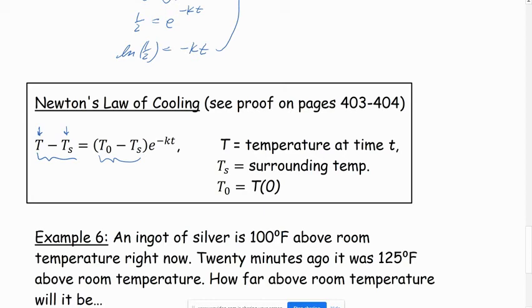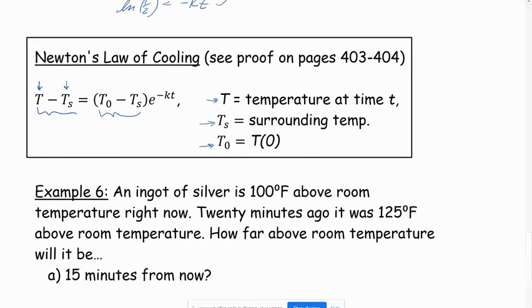Okay, so we have T is changing. That's the temperature of the object. T sub s is constant. That is our room temperature, and then T sub 0 is the starting temperature of the substance, so the coffee or whatever it is that's cooling.